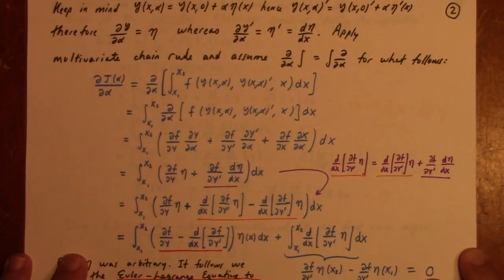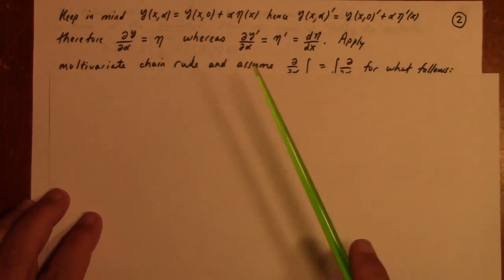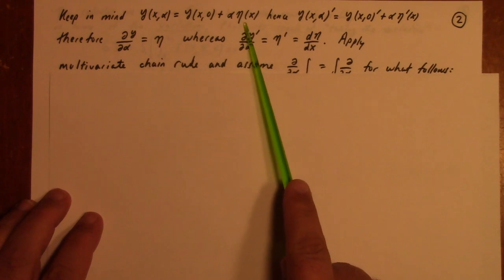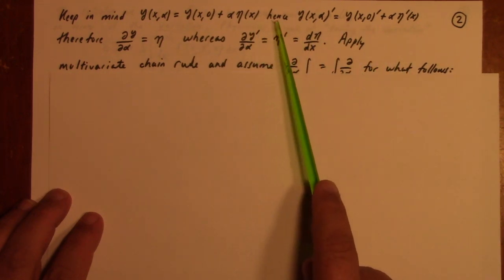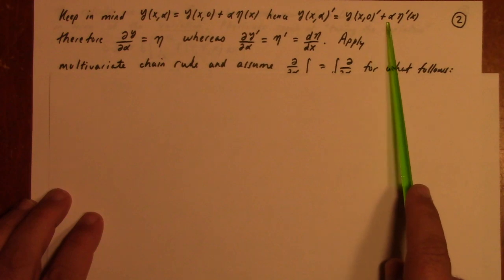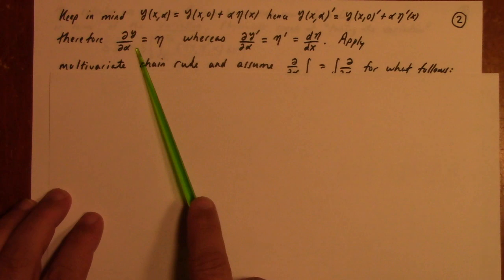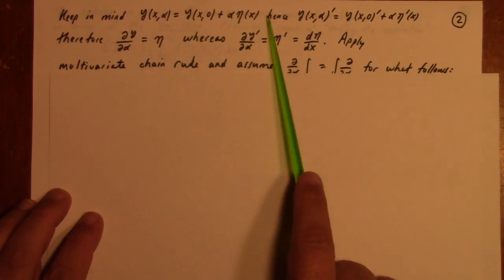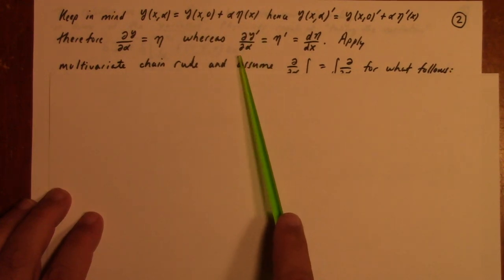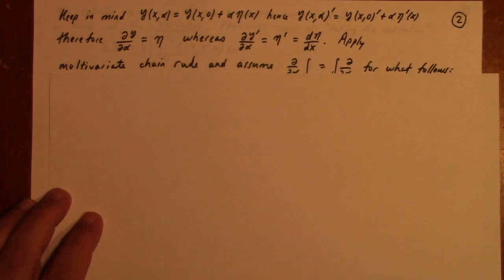All right. So we keep in mind the family parameterized by alpha. We're varying it according to this eta, which vanishes at the endpoints. The derivative goes like that. Alpha is just a real parameter here. It doesn't differentiate really. And so if you look at this, partial y partial alpha is equal to eta from over there, and then partial y prime partial alpha would be eta prime, which would be, of course, d eta dx.